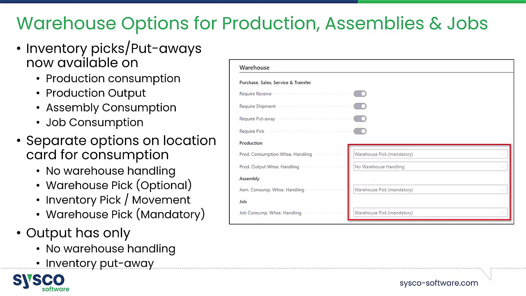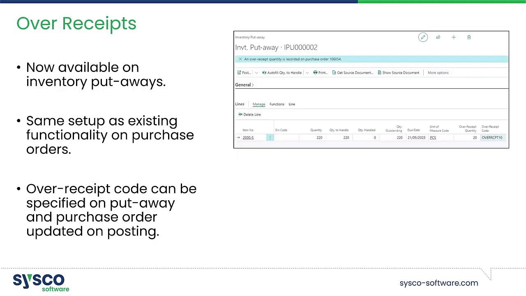Now, more warehouse options for production, assemblies and jobs. So inventory picks and putaways are now available on production output, consumption, assembly and job consumption as well. And these are split into separate actions on the location card, with the consumption fields having the following options. You can have no warehouse handling, warehouse pick optional, inventory pick movement and warehouse pick mandatory. But the output now still only has no warehouse handling or inventory put away. So again, it's giving you much more flexibility on how you're deciding to set up your locations.